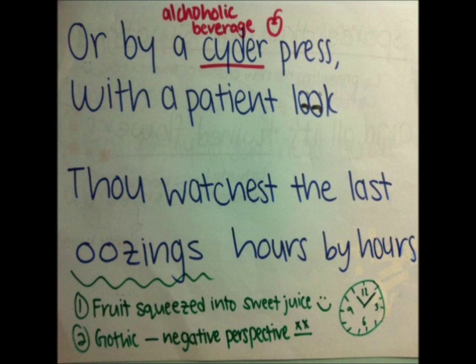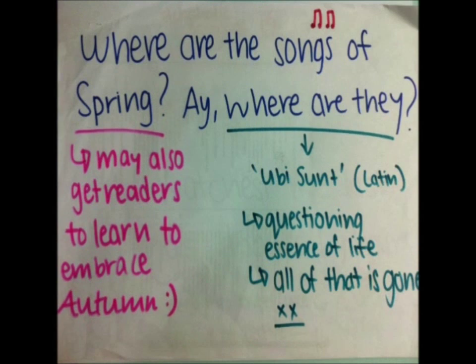The next line is, "Where are the songs of spring? Aye, where are they?" Now there are two rhetorical questions in this line, which allows for a pause and allows the reader to think. This line also uses the ubi sunt motif, which is Latin for "where are they?" This phrase is usually used to reflect the transience of life. By questioning it, we're questioning the essential beauty of life and asking, where is it? All of that is gone, and all that lies ahead is death.